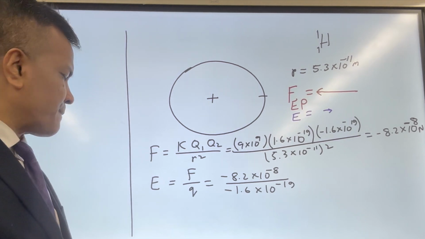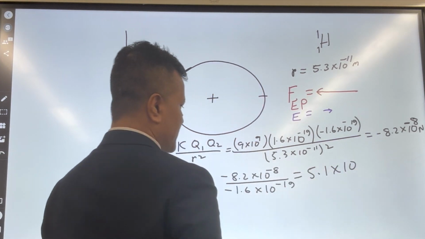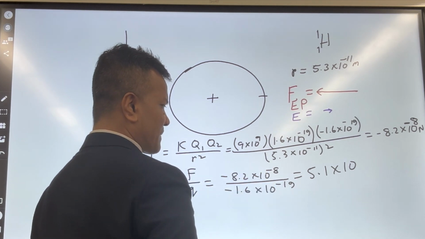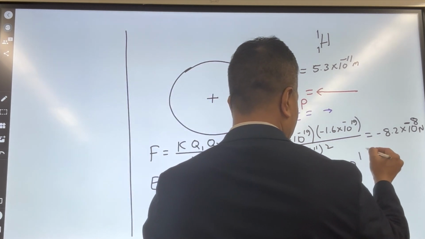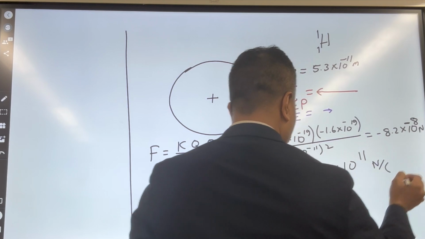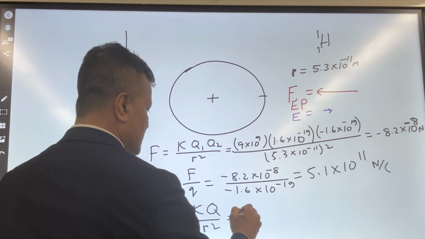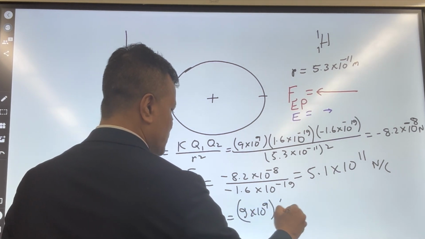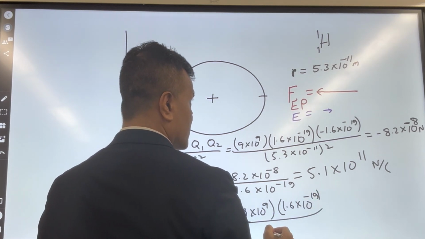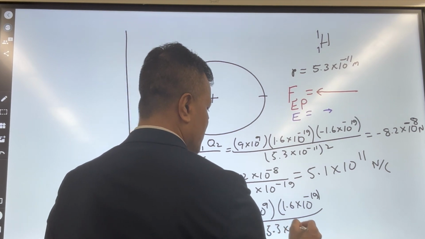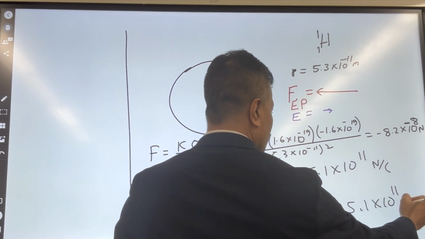That's 5.1, so you can call this one 5.1 times 10 raised to... you have a negative 8 and positive 19, so it's going to be 11. And that is Newton per Coulomb. You can also do it this way if you don't understand this one: E = kQ/r², and k is 9 times 10 raised to 9, Q is 1.6 times 10 raised to negative 19, and r is 5.3 times 10 raised to negative 11, squared. That gives you 5.1 times 10 raised to 11 Newton per Coulomb.